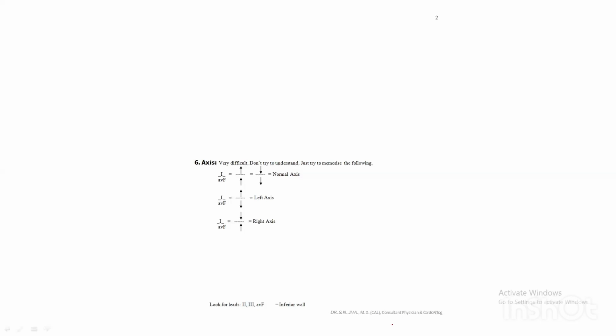Yes, sir. So in short, for the axis, it is very difficult, so don't try to understand everything. Just try to identify the axis by the quadrant approach. If it is positive or negative in both 1 and AVF, it is normal axis. If it is positive in 1 and negative in AVF, it is left axis. If it is negative in 1 and positive in AVF, it is right axis. Got my point?